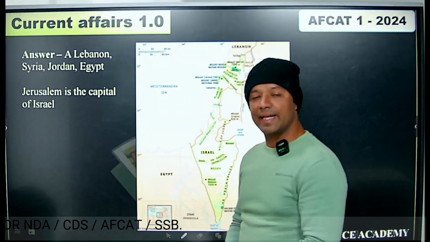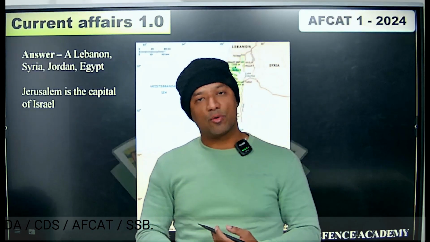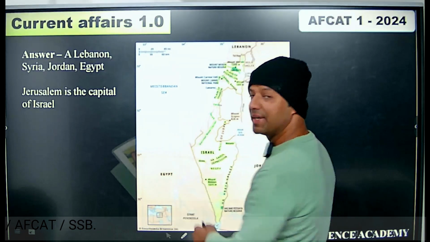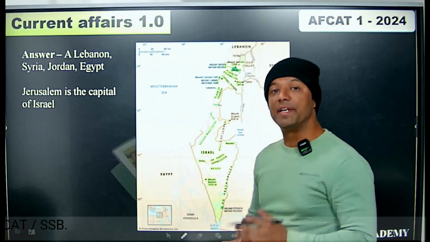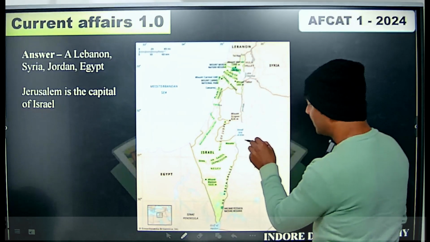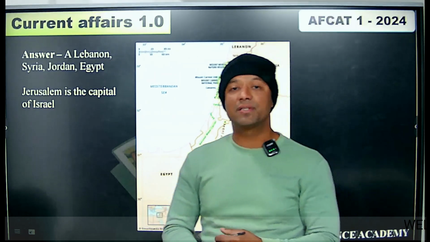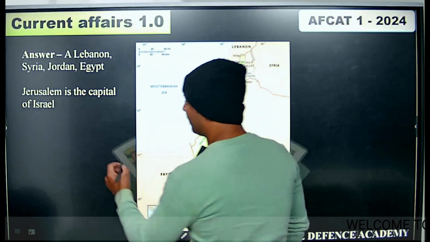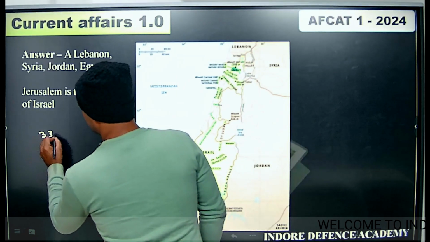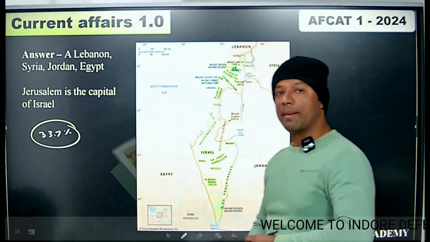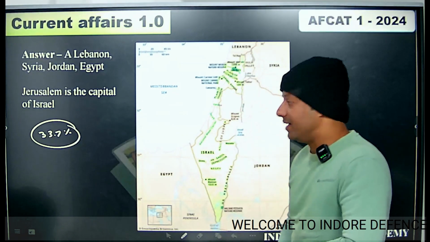They can ask a question: which sea is surrounding the Gaza Strip? You can easily tell the sea surrounding is the Mediterranean Sea. You can see a small water body over here. This is called the Dead Sea, the saltiest sea of the whole world, with a salinity of 33.7%.